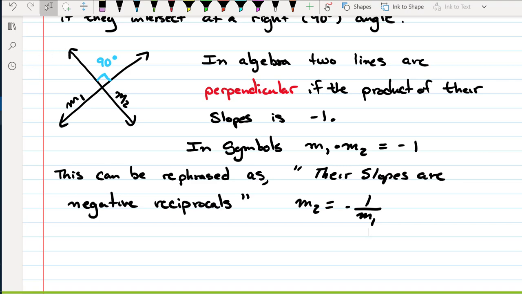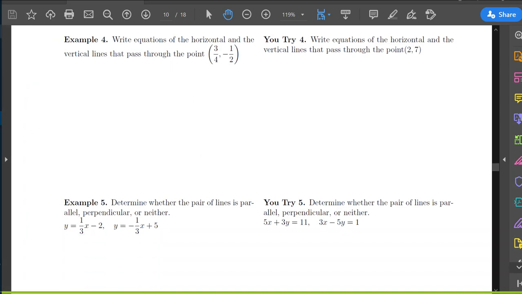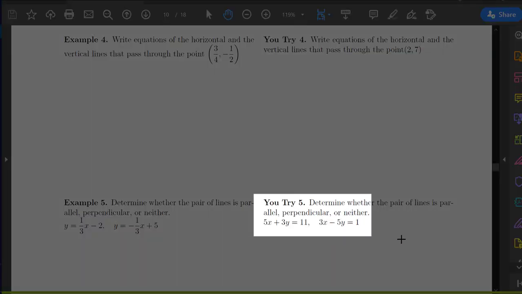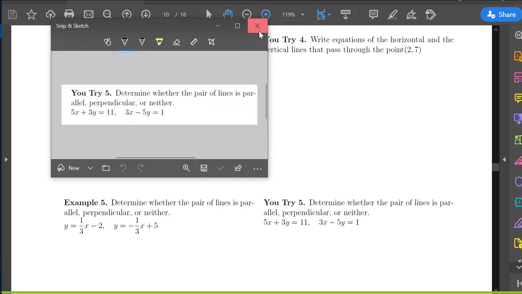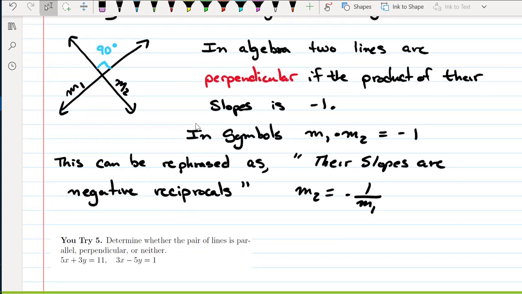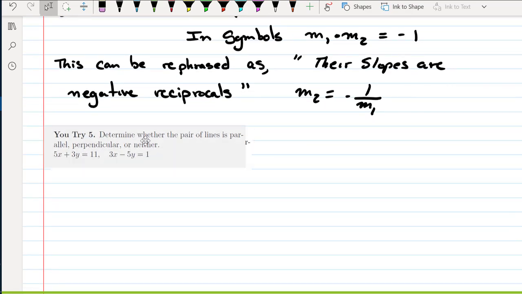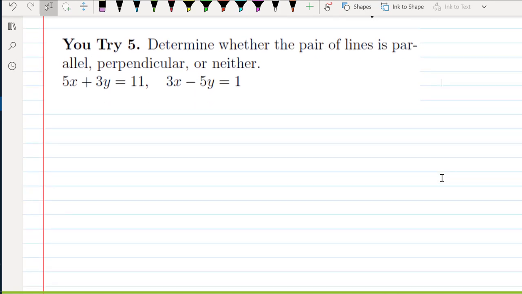All right. So once again, I'm going to do you try number 5, and then I'm going to let you guys do example 5. So determine whether the pair of lines is parallel, perpendicular, or neither.